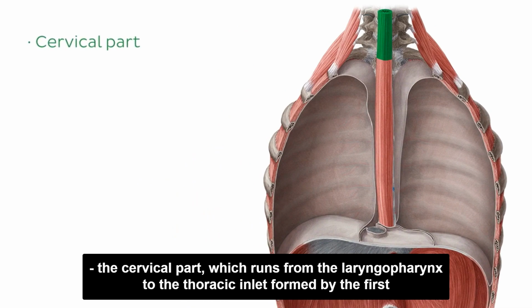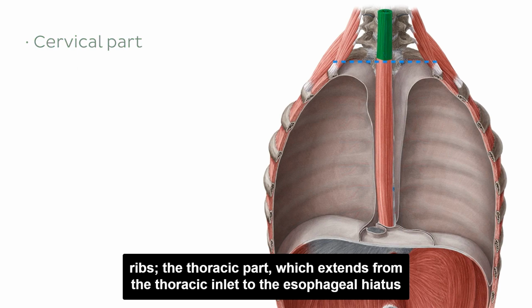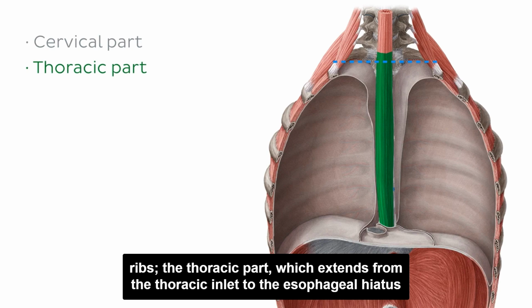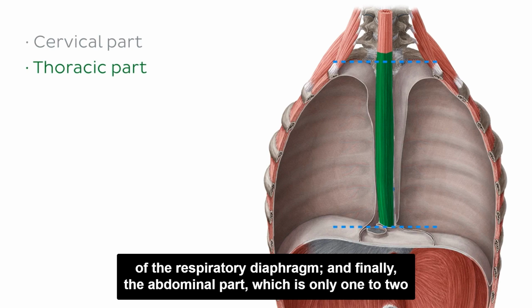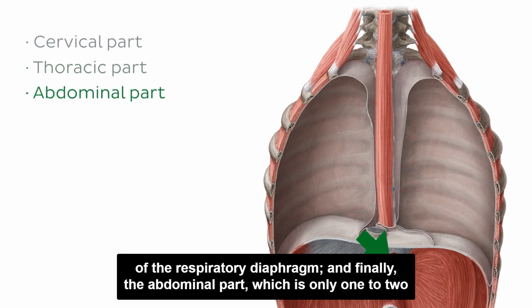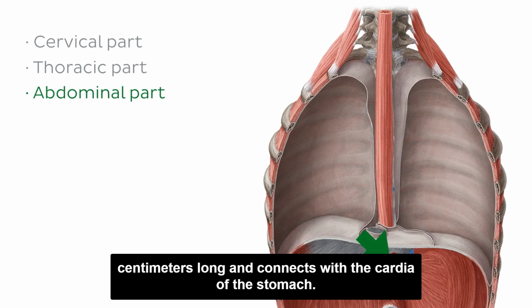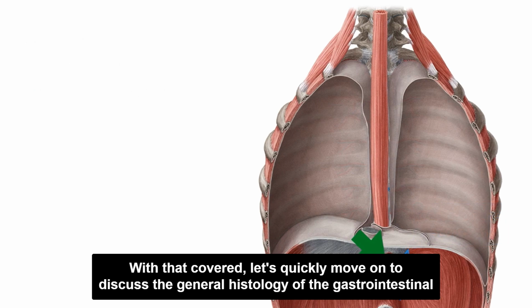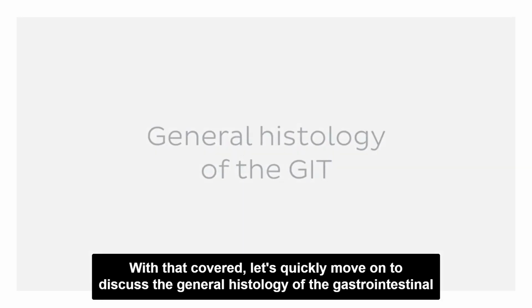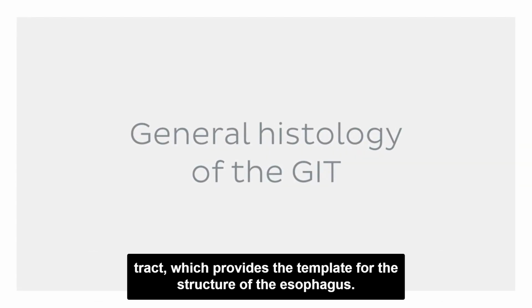It forms the third part of the alimentary canal and is also divided up into 3 divisions. The cervical part, which runs from the laryngopharynx to the thoracic inlet formed by the first ribs. The thoracic part, which extends from the thoracic inlet to the esophageal hiatus of the respiratory diaphragm. And finally, the abdominal part, which is only 1 to 2 centimetres long and connects with the cardia of the stomach.